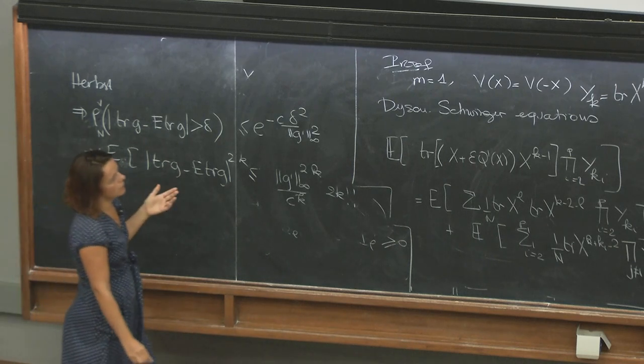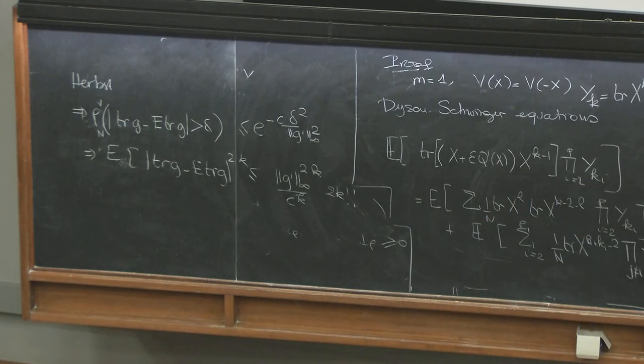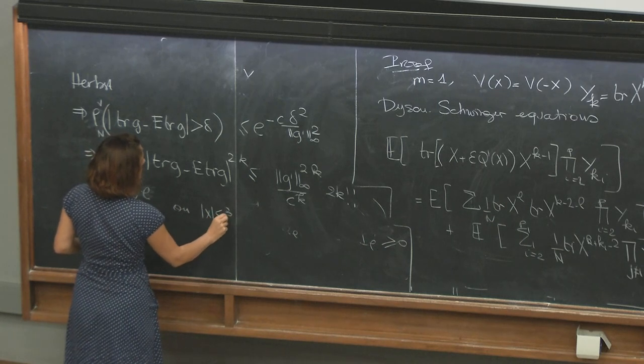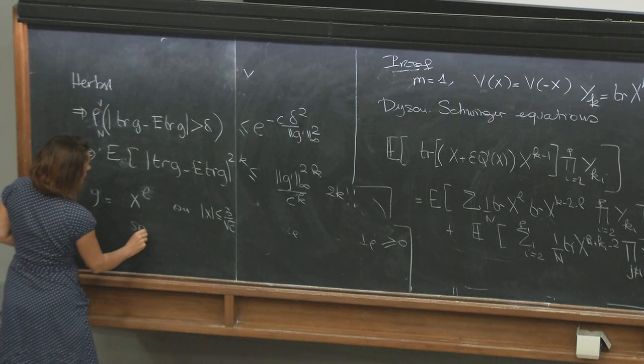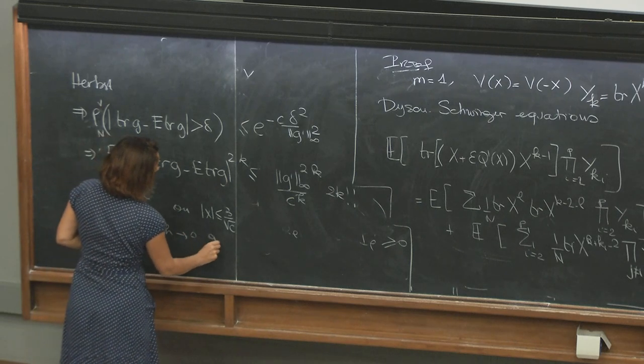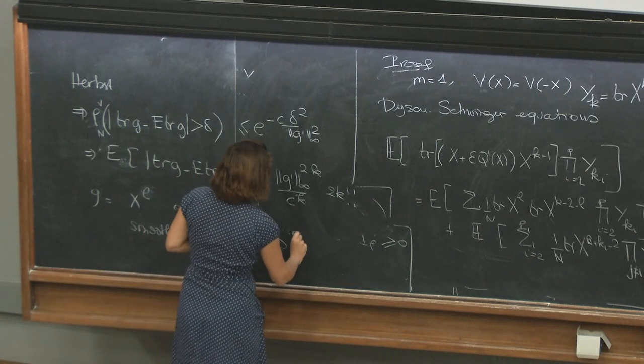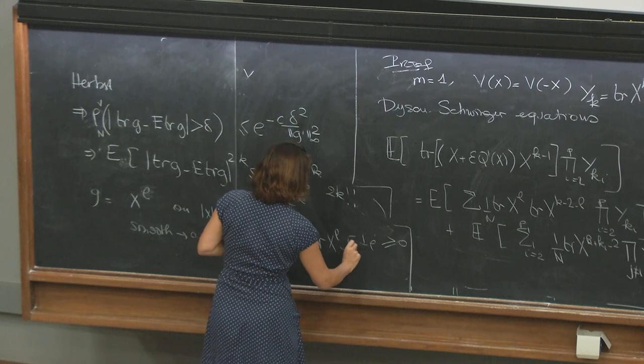Okay, so to conclude, to get this bound, you only need, as I said, to use this control, and then to proceed by approximation. I'm not going to do that, but you just approximate your polynomial by a bounded continuous function. So you take g, which is x to the L on |x| smaller than 3 divided by the square root of C, and then smooth, and let's say send the cutoff to 0 afterwards, and you can deduce from here that you have a bound also on the trace of x to the L minus its expectation.